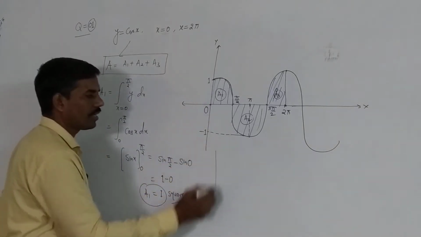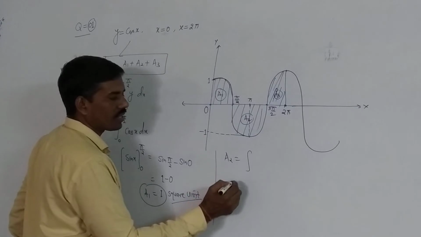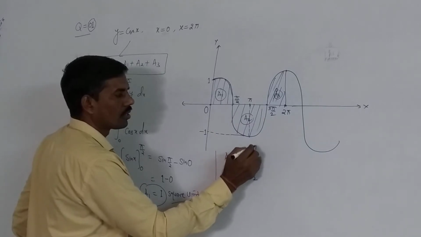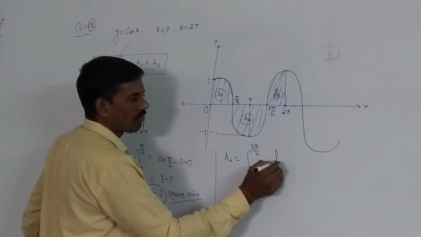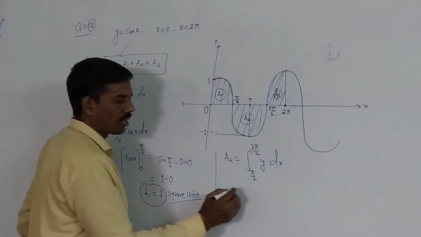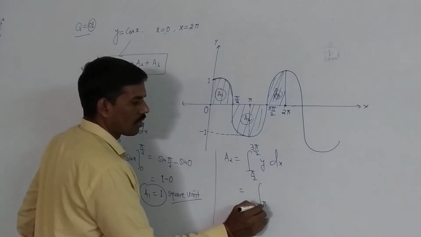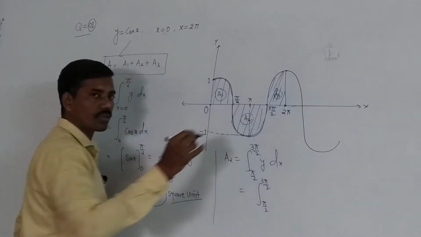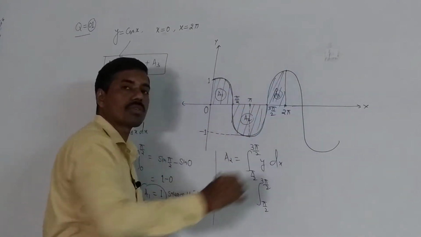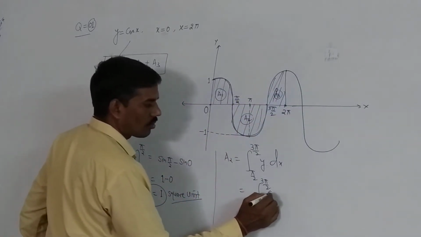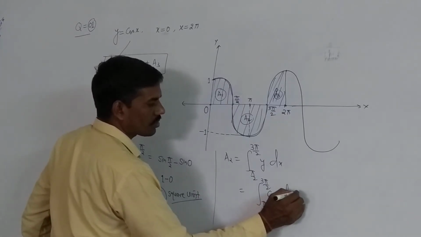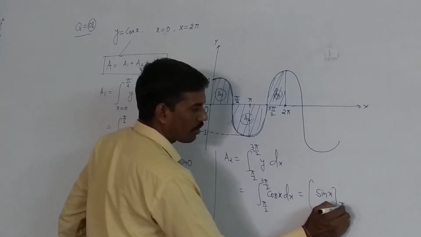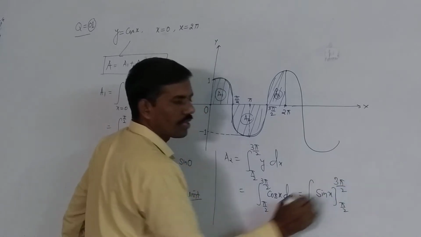Okay, let us find A2. A2 is given as the integral from x equals pi by 2 to 3 pi by 2 of y dx. This portion of the curve is taken from the curve of cos x, so y equals cos x, and the integral of cos x is sin x, with lower limit pi by 2 and upper limit 3 pi by 2.